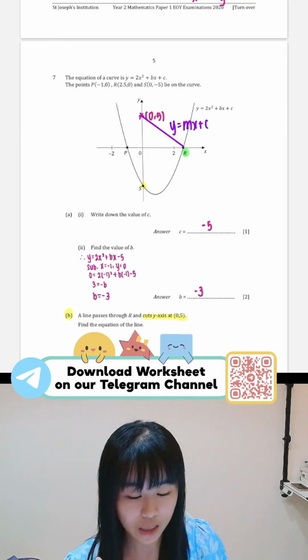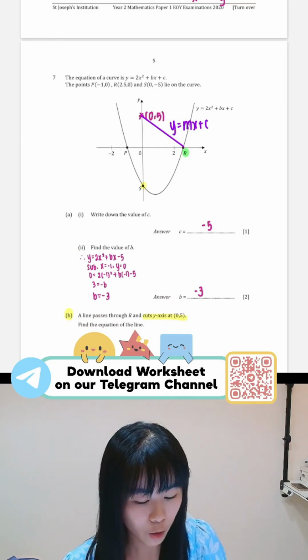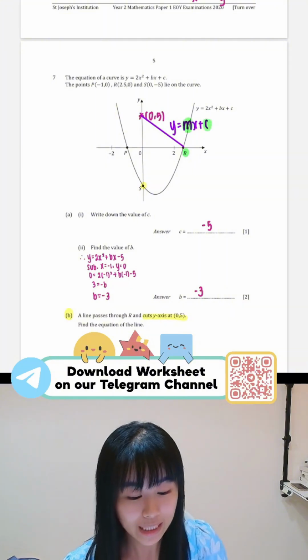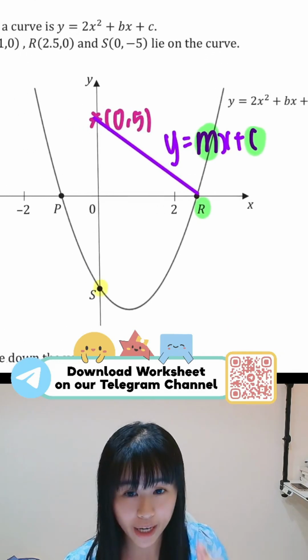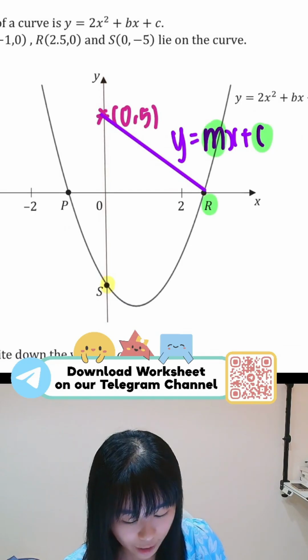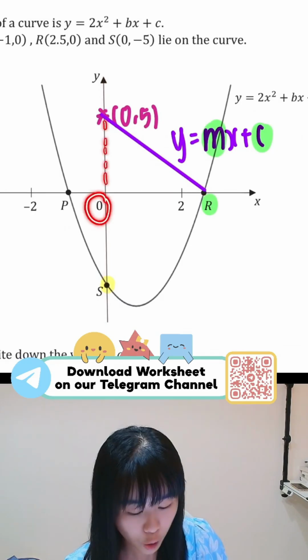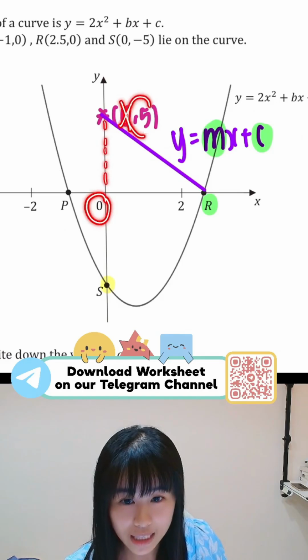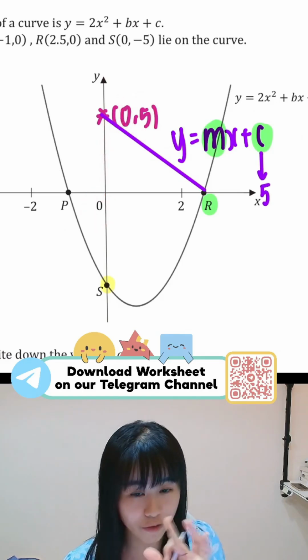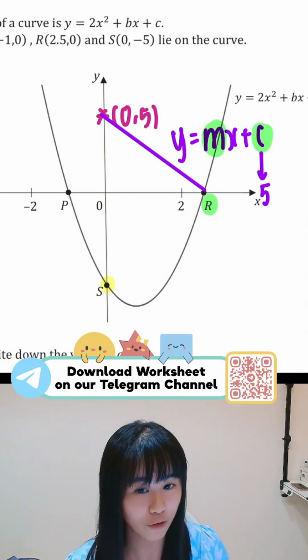Every time they ask you for equation of a line, you always need to find two things, gradient and y-intercept. Y-intercept is your c. So what is y-intercept? Y-intercept is where it passes through your y-axis. And it must be the y, not the x. In this case, this is your x is 0, so don't take this one. This is then your y-intercept, which is 5. In other words, just based on this information, you will know that your c is 5 already.